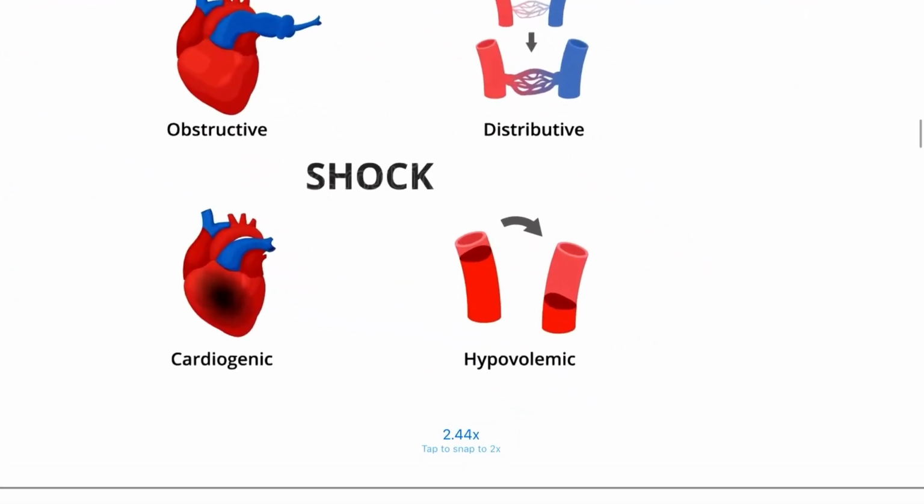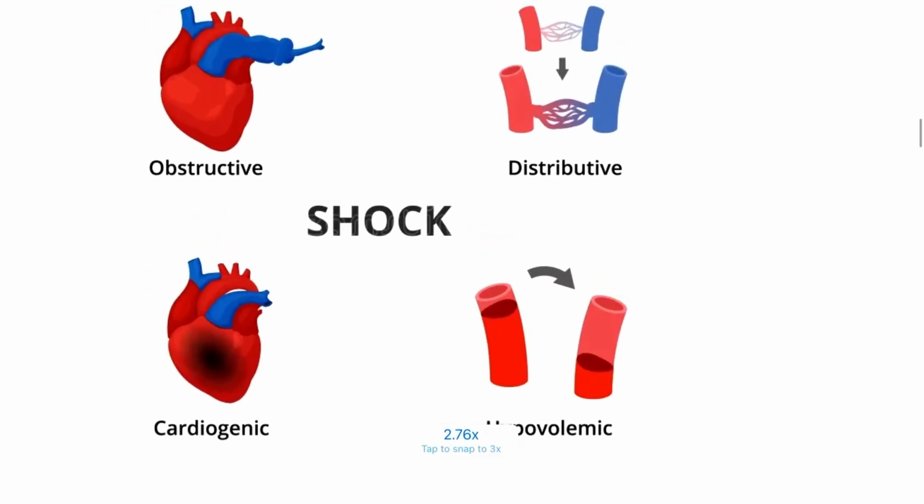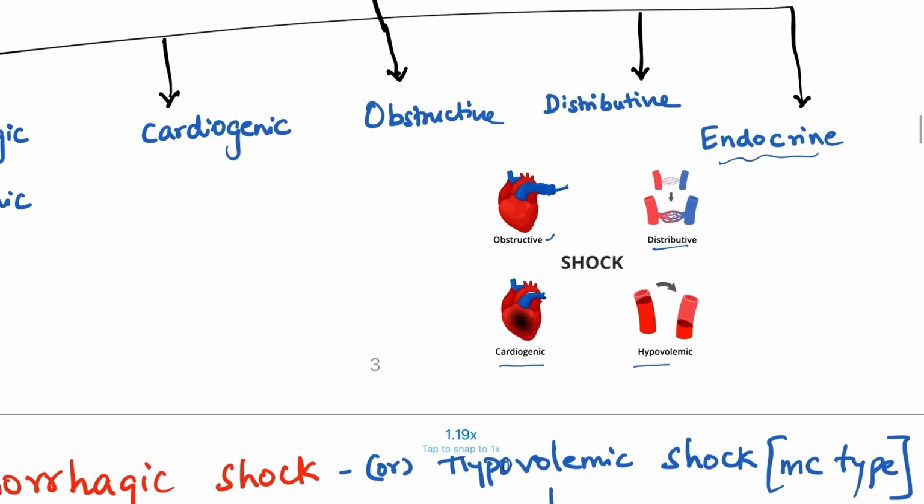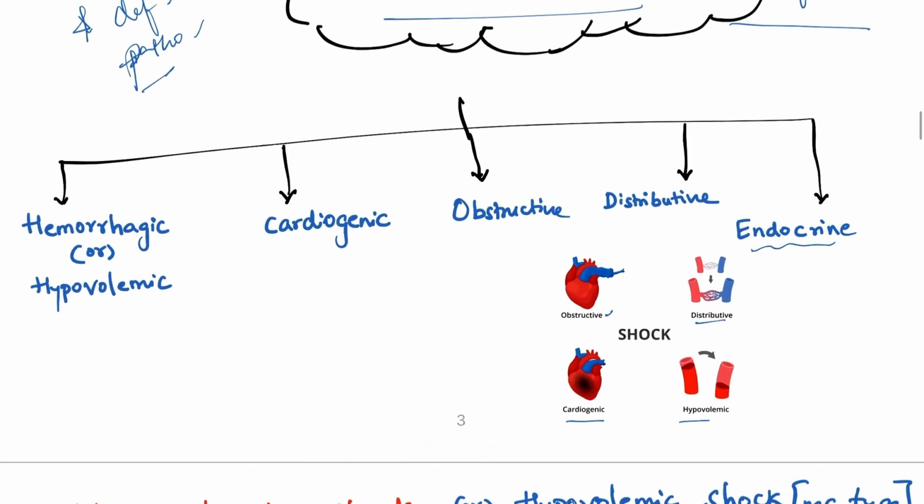Shock is mainly classified into 4 types: obstructive shock, cardiogenic shock, distributive shock and hypovolemic shock, as well as endocrine shock. Do we need to know about the classification? Why do you think classification is important? To know the exact cause of the disease. If we treat the cause, we'll treat the disease. So to know about the cause, we have classified the shock.